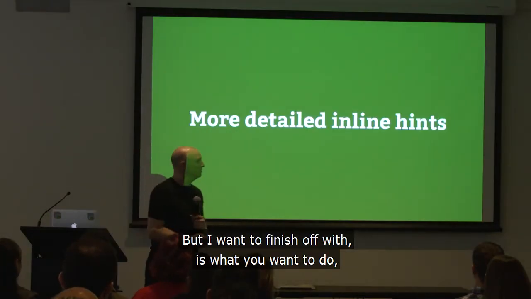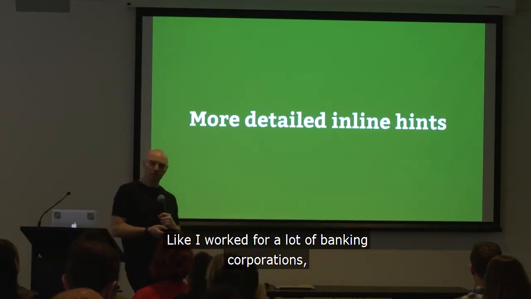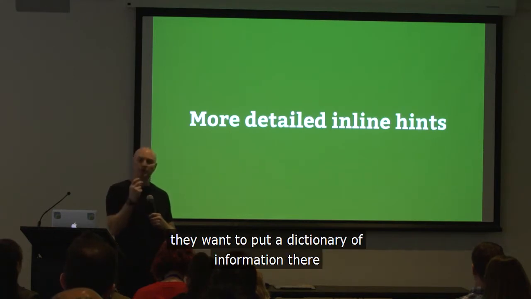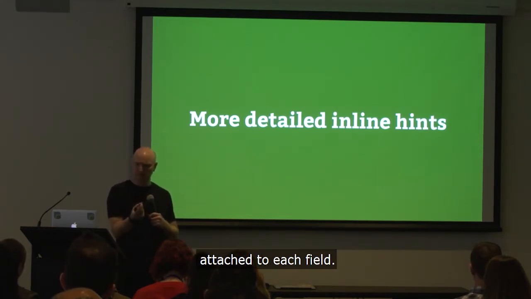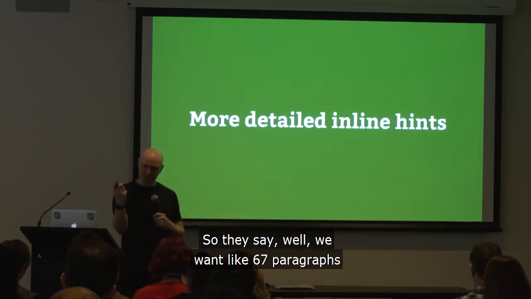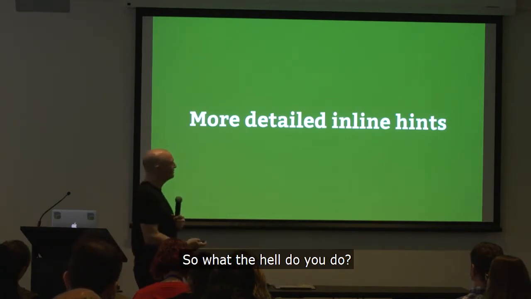But what I want to finish off with is what you want to do if you've got hint messages. Like, I work for a lot of banking corporations and there's a lot of lawyers involved, and when they're getting you to fill in something, they want to put a dictionary of information there attached to each field. Has anyone had this problem? Some of you? Yeah. So they say, well, we want like 67 paragraphs of text associated with it to help them fill it in properly. So what the hell do you do?